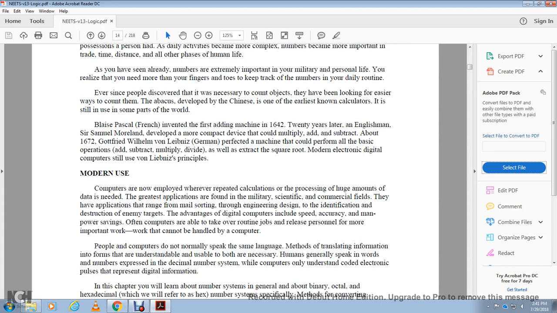Computers do not normally speak the same language as humans, so a method of translation into an understandable, usable form is necessary. Humans generally speak in words and numbers expressed with decimal numbers, while computers only understand coded electronic pulses that represent digital information.